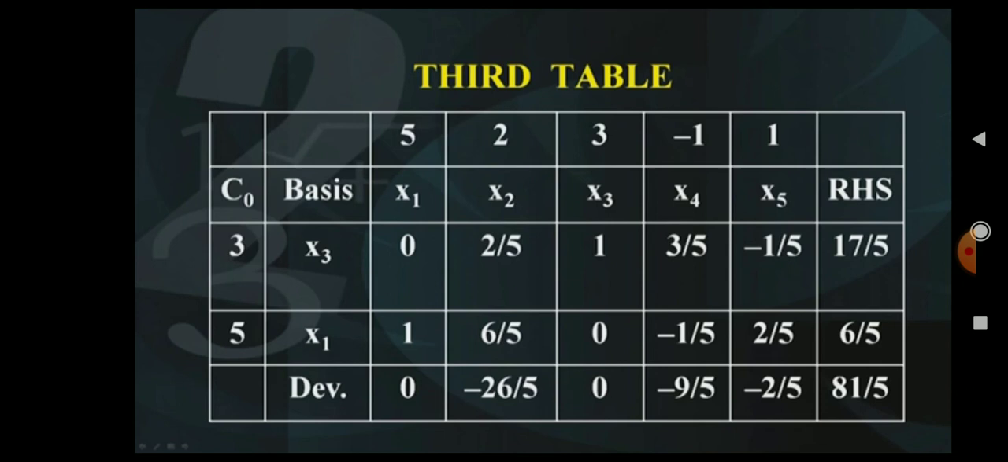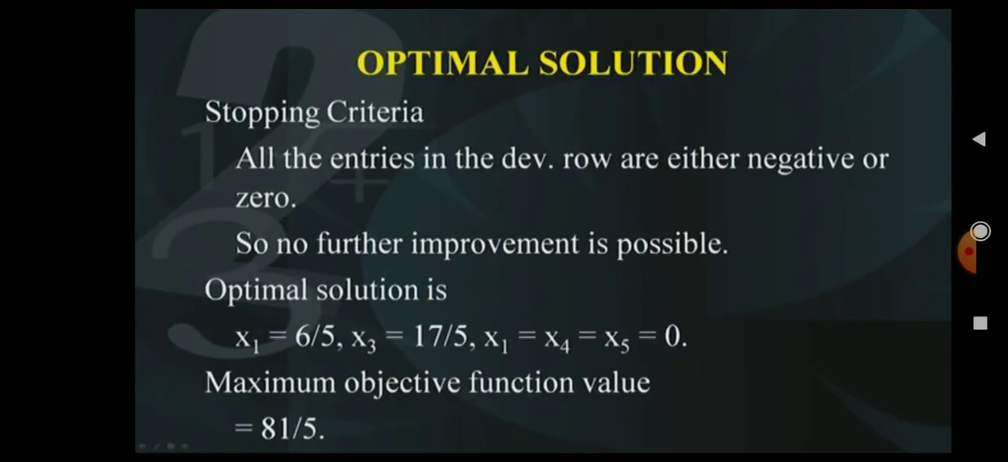So this is the final table, and you have a much better value of z, and it is the third BFS. In this BFS we get the maximum value. The previous one was 15, and this is more than 15. So this is the maximum value, and the solution is x1 as 6/5, x3 as 17/5, and x2, x4, x5 are 0. So the maximum objective function value is 81/5.